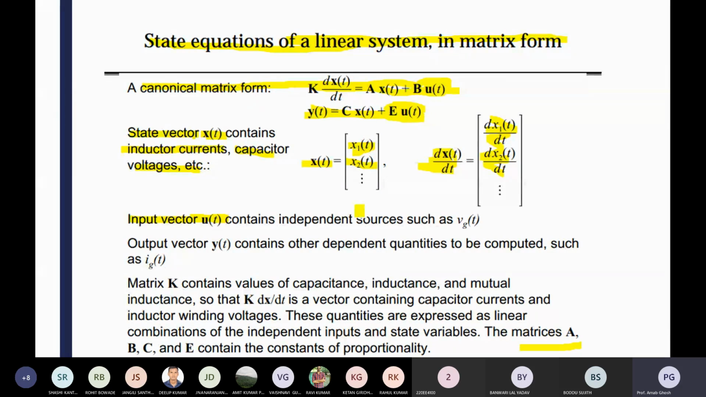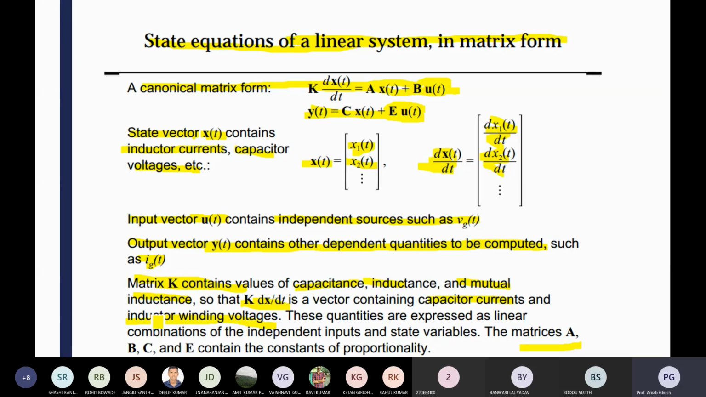The input vector u(t) contains the independent sources such as Vg. The output vector is y(t), which contains the other dependent quantities to be computed, such as ig(t), the input current. The matrix K contains the values of the capacitors, inductors and the mutual inductance. As per your applications, this is the generalized structure. K dx/dt is a vector containing the capacitor currents and the inductor winding voltages.